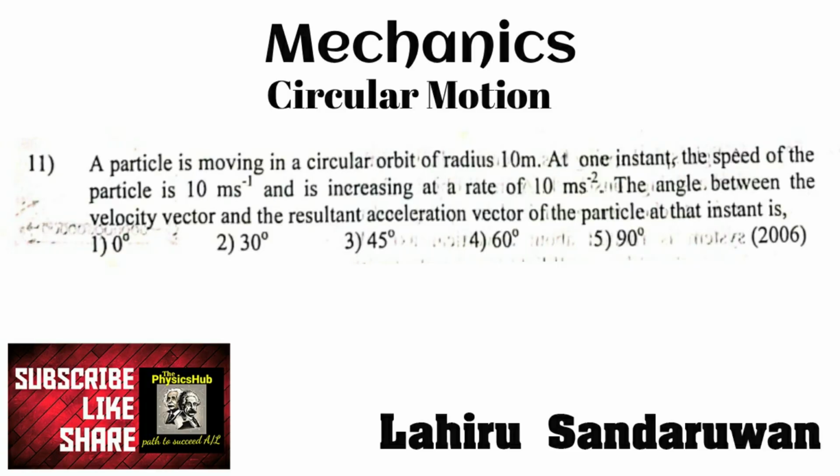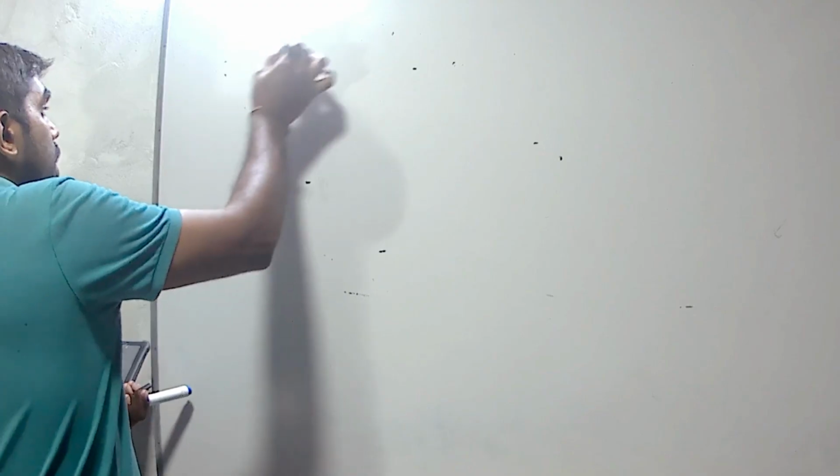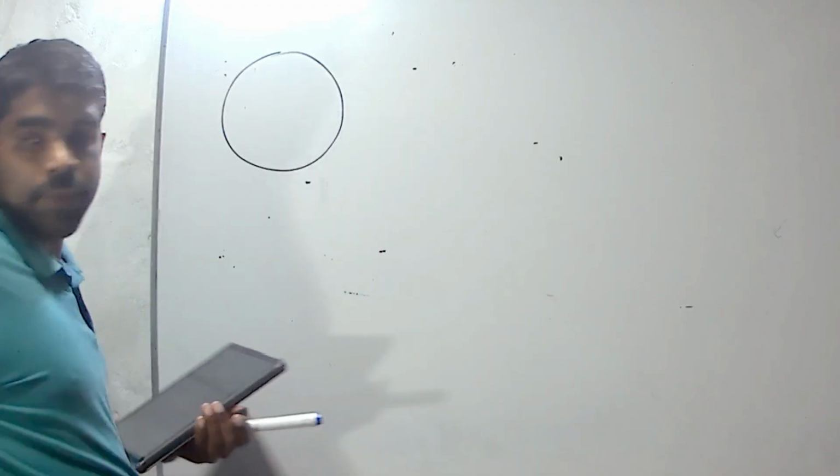A particle is moving in a circular orbit of radius 10 meters. At one instant, the speed of the particle is 10 meters per second and is increasing at the rate of 10 meters per second squared. Find the angle between the velocity vector and the resultant acceleration vector of the particle at that instant. I will consider the path like this.